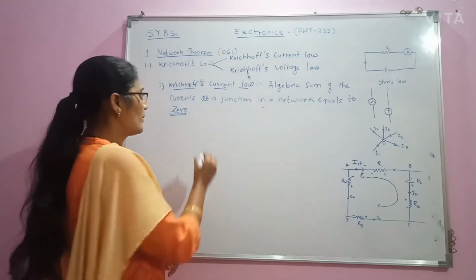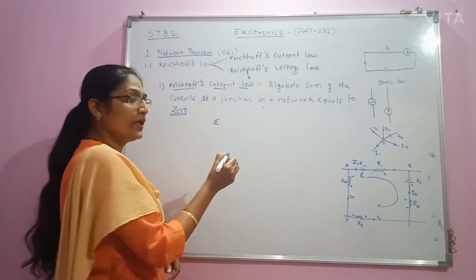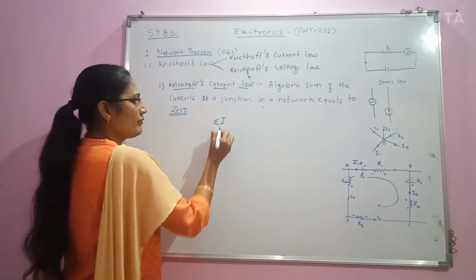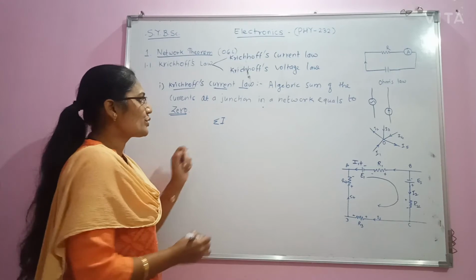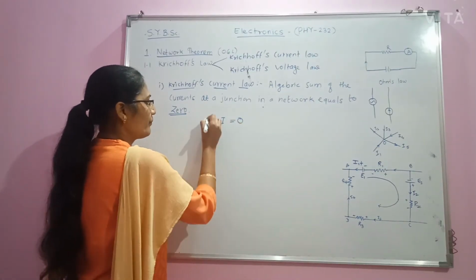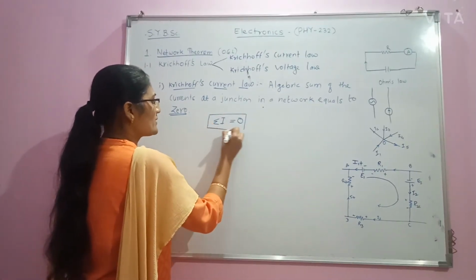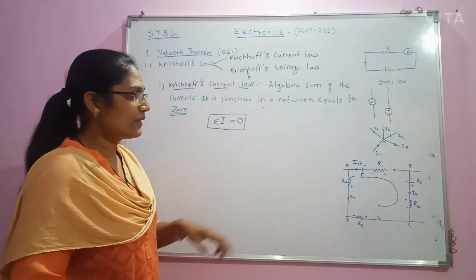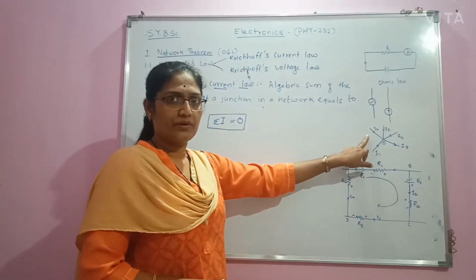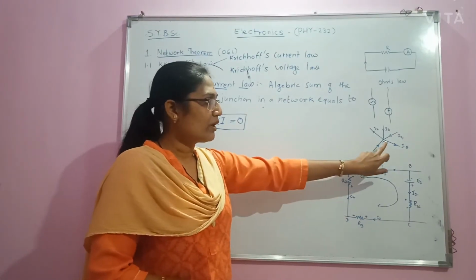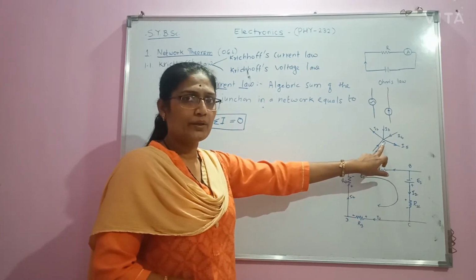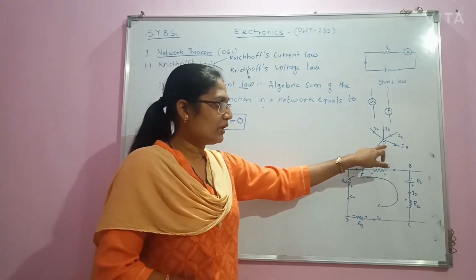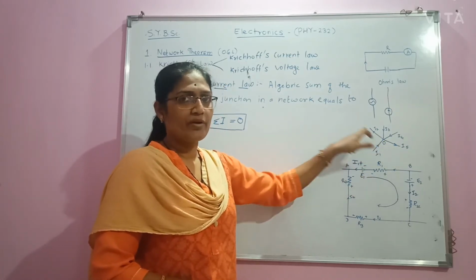Let's see its mathematical presentation. Algebraic sum of the current means summation of I. If I is the total current, then summation of I equals 0. This is the mathematical presentation of Kirchhoff's law. In order to understand this, consider a circuit as shown in this figure. This figure consists of a junction which is shown by letter O, and there are currents which are moving towards the junction, and currents which are moving away from the junction.